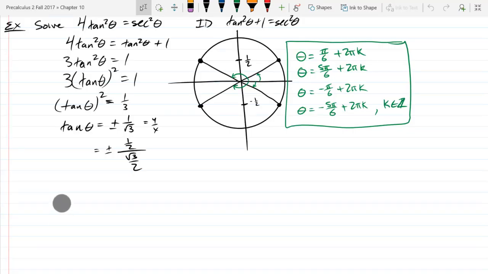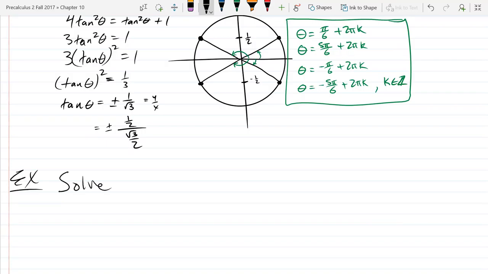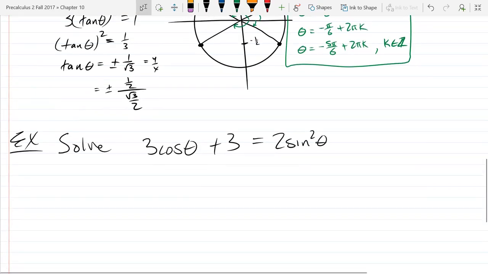We're going to solve one more trig equation here. So this one is 3 cos theta plus 3 equals 2 sine squared theta. On this equation, theta appears twice. One place it appears with a cosine, the other place it appears with a sine. So that's going to be a problem. Let's try to turn it so both places we see either cosine or sine.